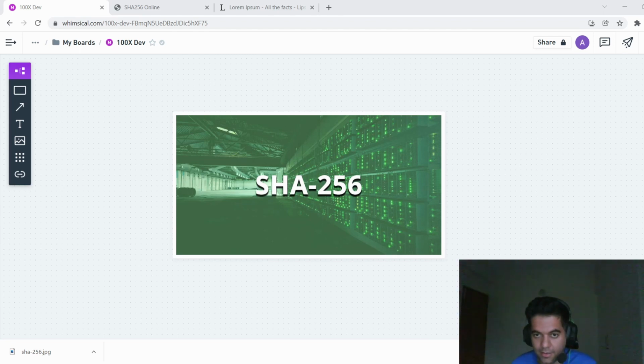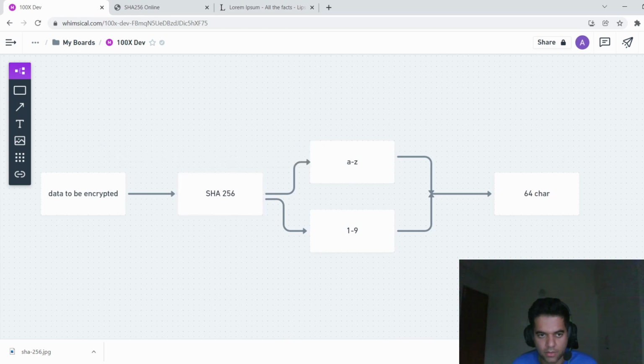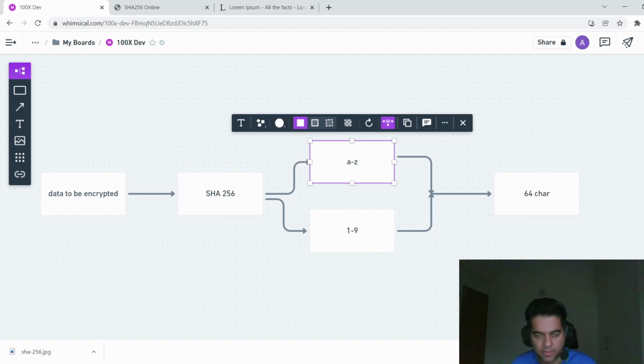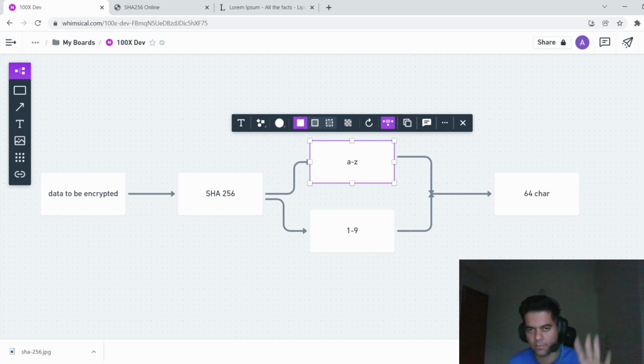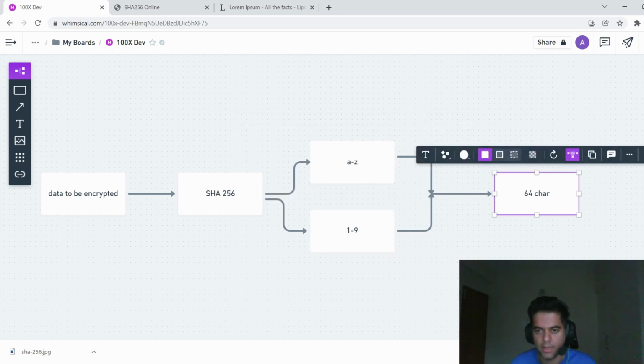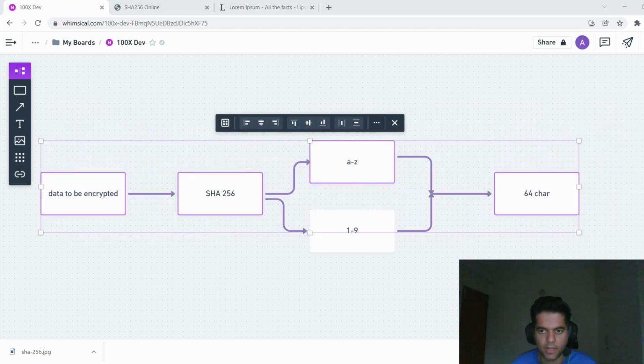It's that central, right? So this algorithm takes the data to be encrypted, and it uses characters between A to Z, and takes numbers between 1 to 9, and all these characters will be small caps, not large caps, A to Z, small caps characters, and 1 to 9 numbers, and it'll create a 64 character output for you. That'll be called a hash. All right. Now this might not make a lot of sense to you, but I'll show you how it looks in real life. But for now, just try and focus on this.